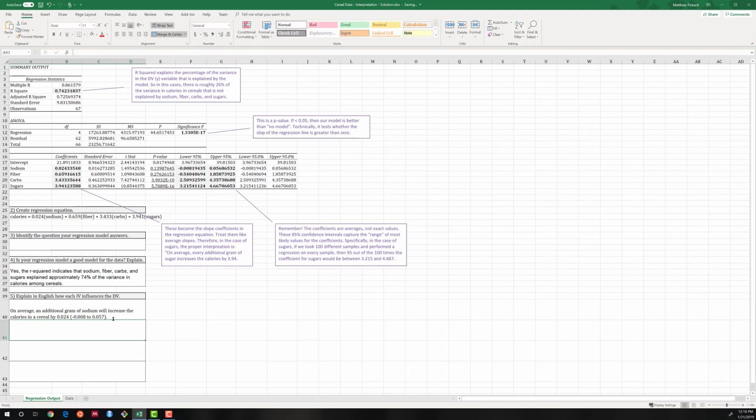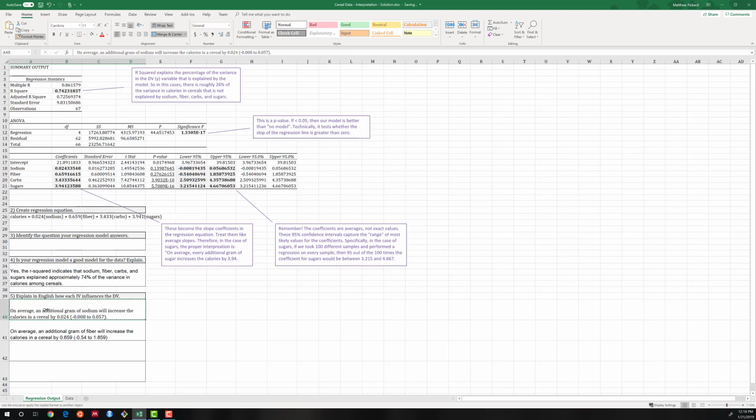And then if we go down to the next one, we could talk about fiber. On average, an additional gram of fiber will increase the calories in a cereal by 6.659 with a range of -0.54 to 1.859. Now we could do the others, but you get the pattern here.